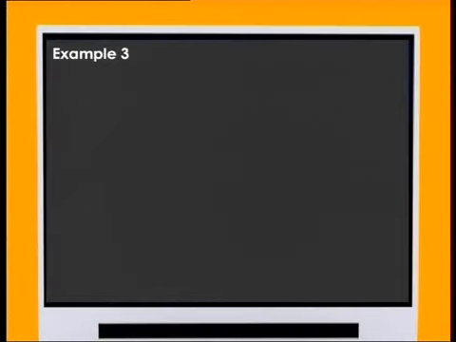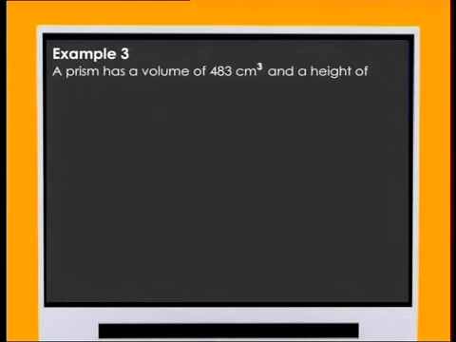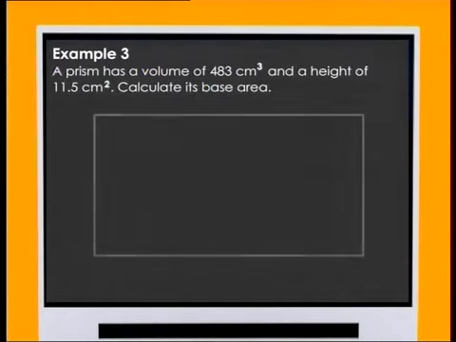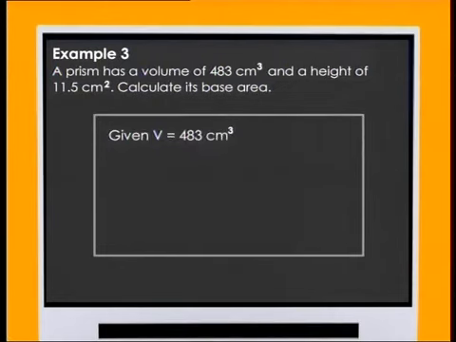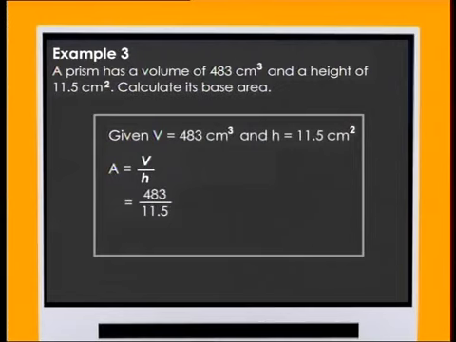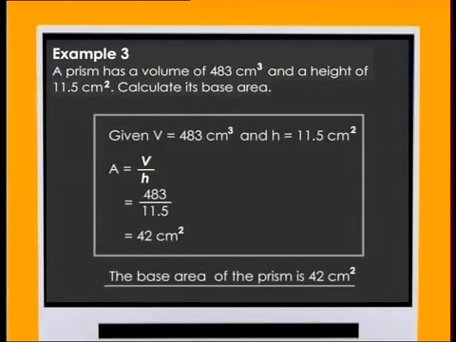Example 3. A prism has a volume of 483 cubic centimeters and a height of 11.5 centimeters. Calculate its base area. Given V equals 483 cubic centimeters and h equals 11.5 centimeters, A equals V over h equals 483 over 11.5 equals 42. The base area of the prism is 42 square centimeters.